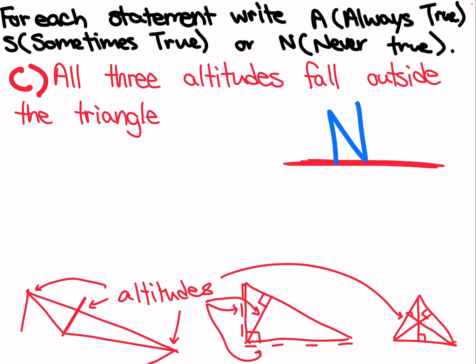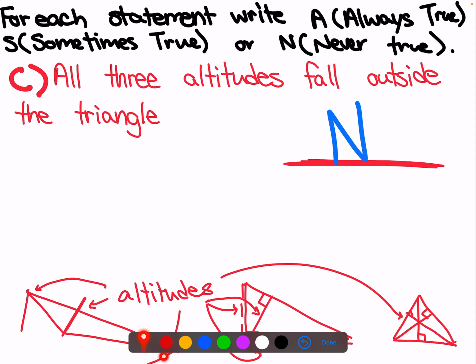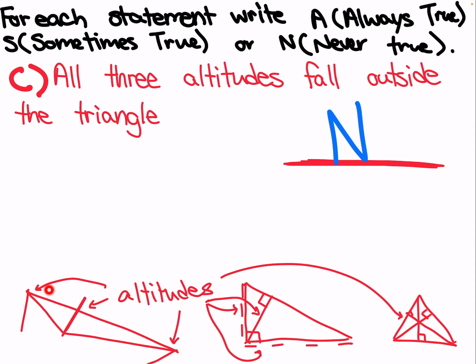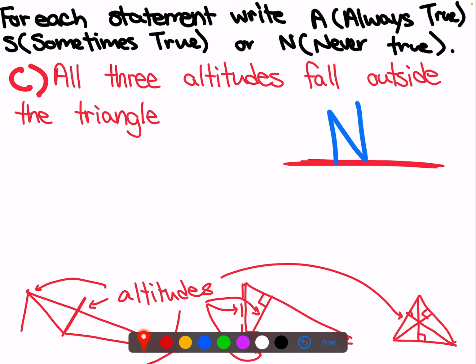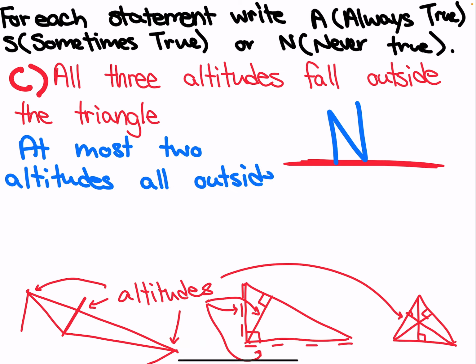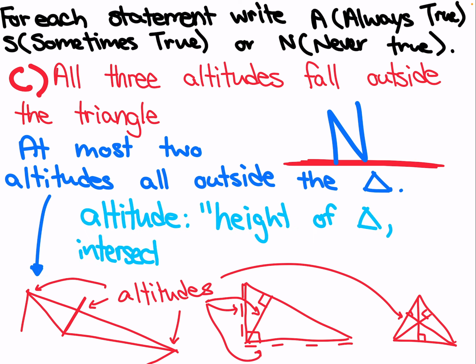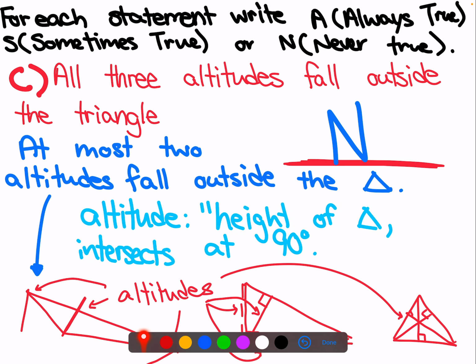At most, you will get two altitudes that fall outside of a triangle, which we see in our obtuse triangle over here. With a right triangle, two of the altitudes will lie on the triangle, one will fall inside. And then for an acute triangle, all three fall inside. But three altitudes will never fall outside the triangle. That's not possible. At most, only two altitudes will fall outside the triangle. And of course, that's only occurring in obtuse triangles. No other triangles will see two of them fall outside.